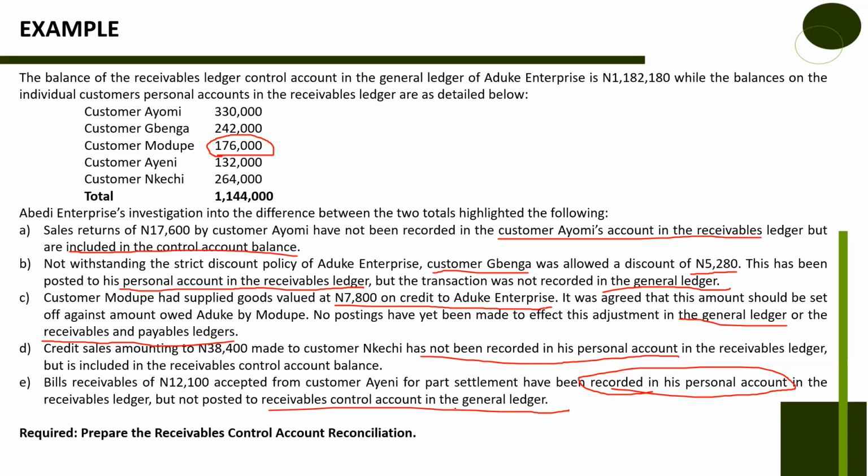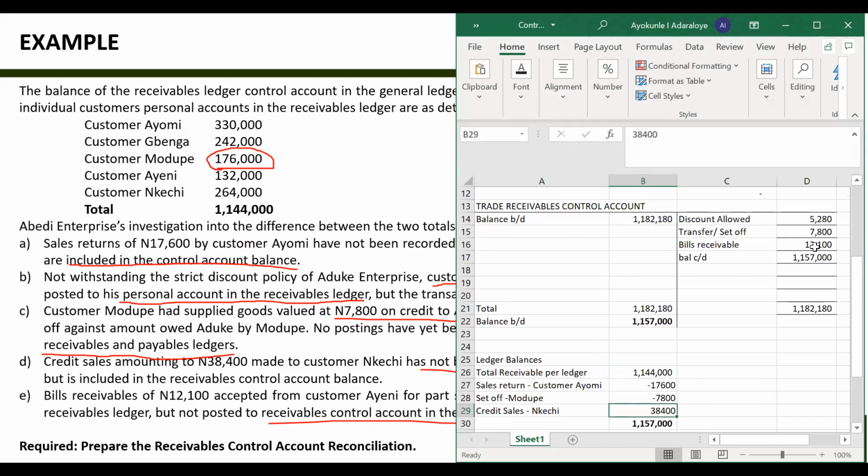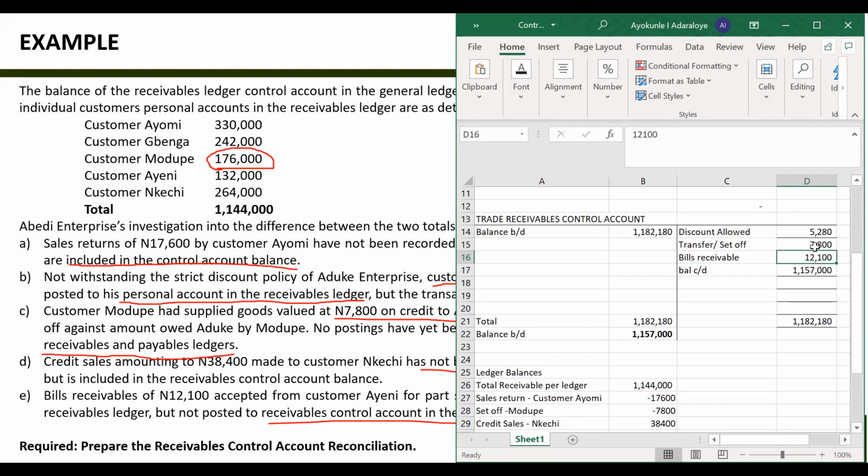In the control account, bills receivable is like a check that has been paid. So you have received a check of 12,100. When you see this receivable, it's like a check. It's not a check, but it functions like a check. So you post it on this side, do your summation down, and you see that it's not up to this amount. Then you find out the difference, and you put the difference to get your final amount. So this is your balance carried down here, 1157, and this is your balance brought down, 1157.